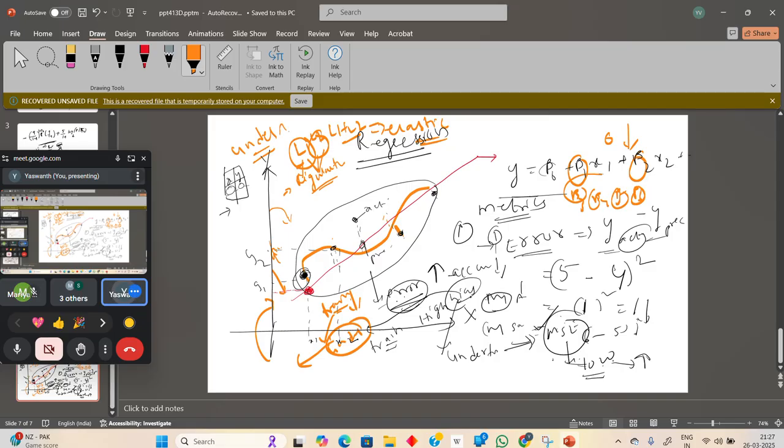Now the concept of underfitting is clear. Now please respond. Is it clear? Okay, Samreen said yes. Yes, Ashwin. Now it is clear, right? Very much. Yes. Okay, fine.